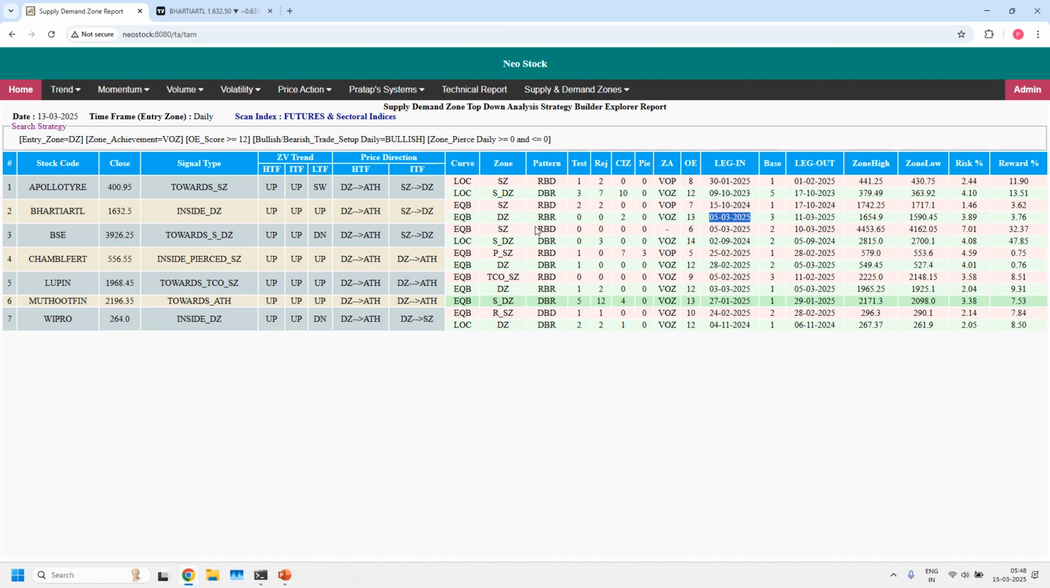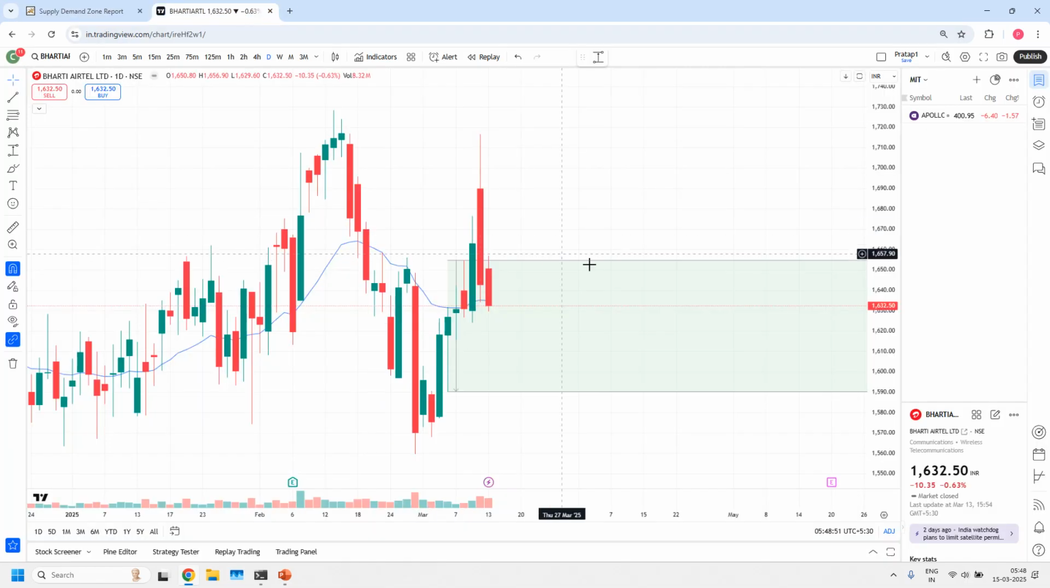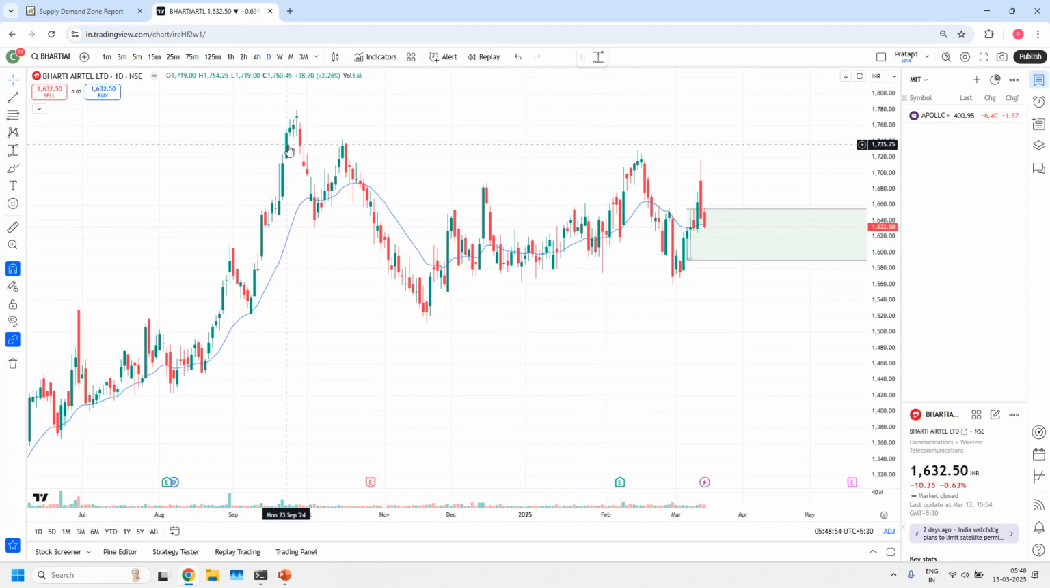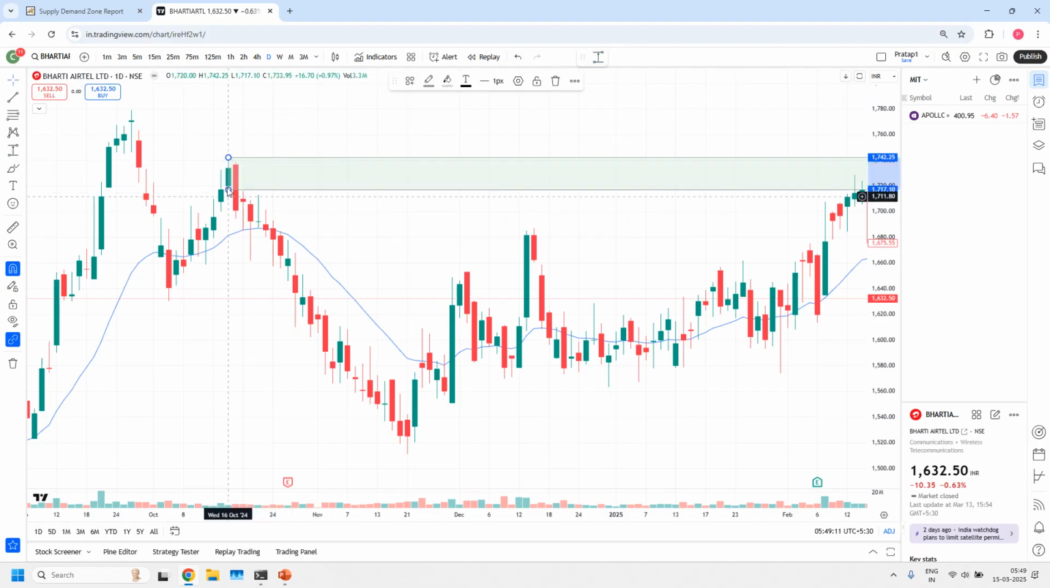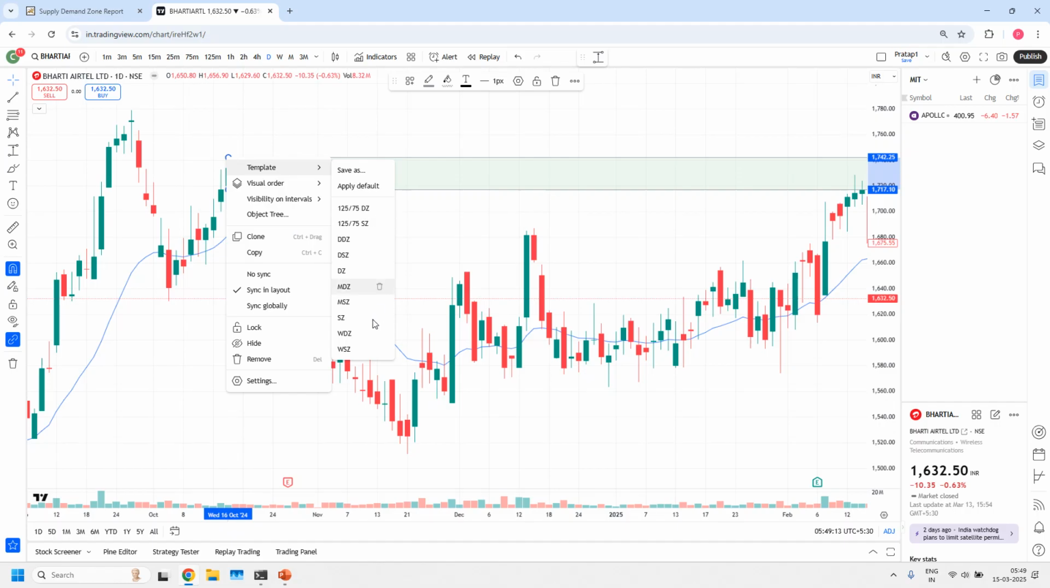And where is the supply zone here? 15-10-2024, 1 base candle. Where is 15-10? Here, 1510. See, this is again a dynamic view with a hidden body. This is a rally candle, base candle and drop candle. This is a daily supply zone.